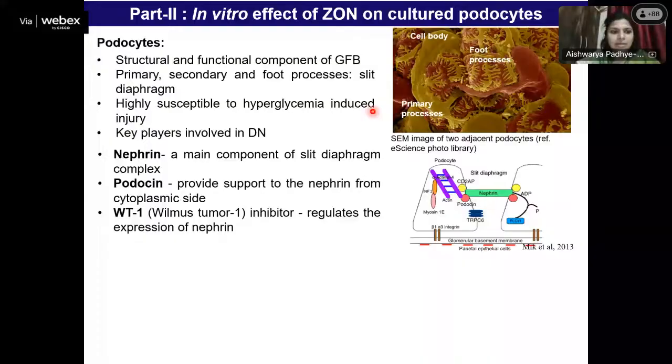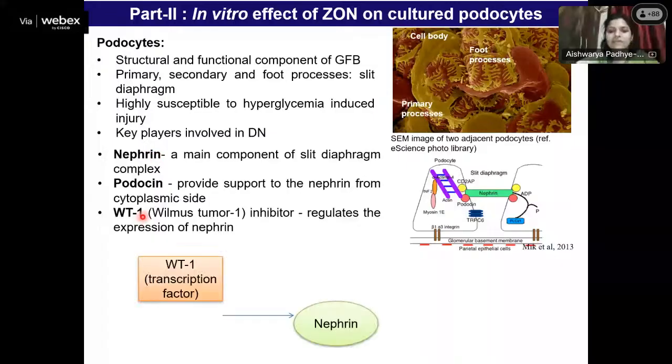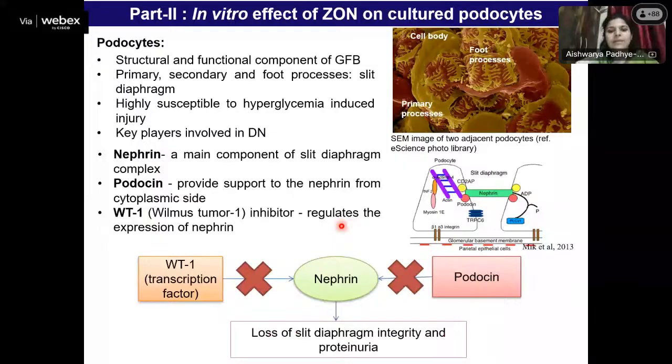So these podocytes have three important proteins, and we studied the effect of nanoparticle treatment on these three proteins also. So loss of WT1 and podocin results in loss of nephrin, which damages these podocytes and results in proteinuria, that is protein rich urine, which is one of the hallmarks of kidney damage.